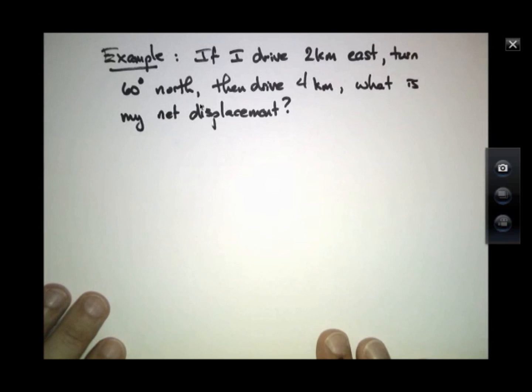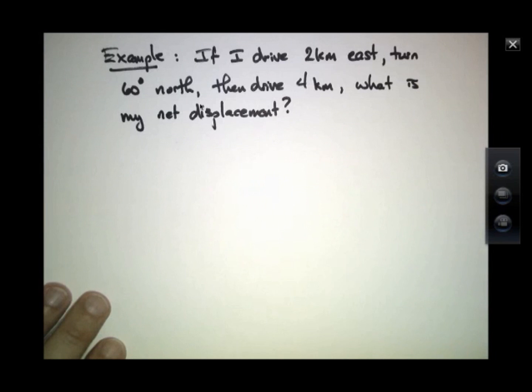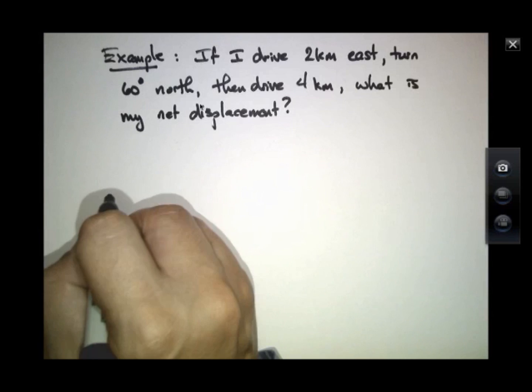Here's a simple problem that we can try to compute. If we drive 2 kilometers straight east, then turn 60 degrees in the northerly direction, and then drive an additional 4 kilometers, we can ask what is our net displacement. It's easiest if we draw a picture of this.